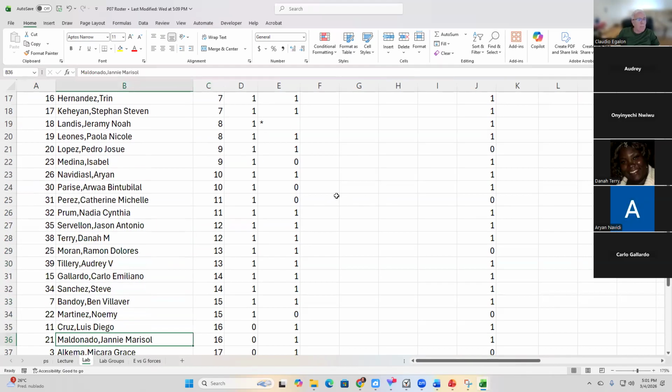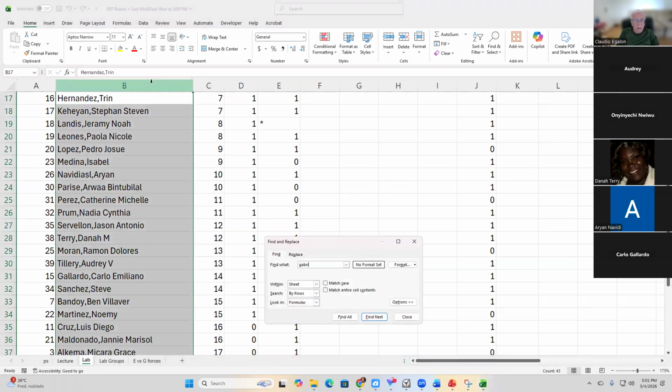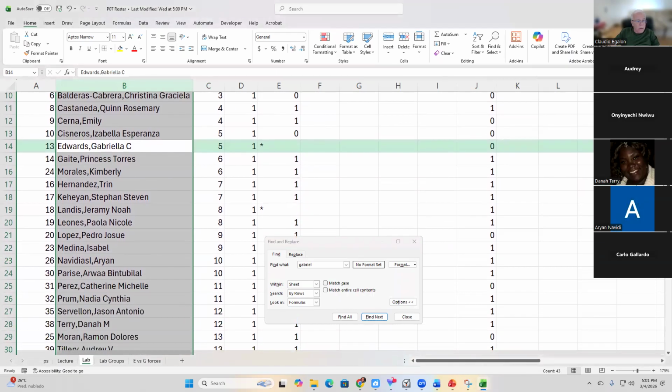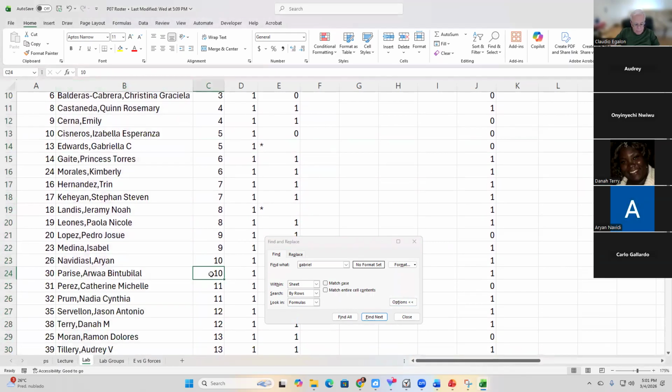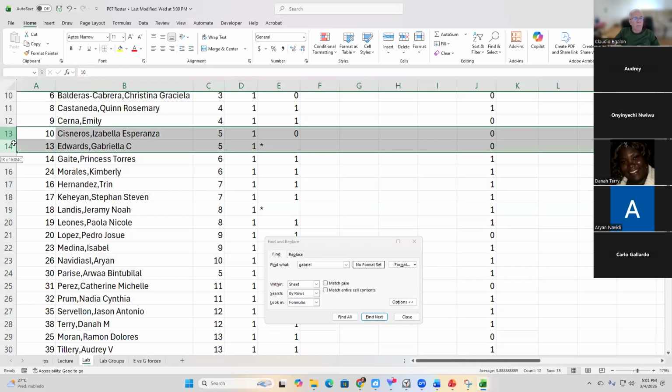Let me check here. Ara moved to the group of Gabriela, right? Let me see. Gabriela. Okay, now she's group number 5. So let me update it here. And Isabella, is Isabella here? No, I don't see Isabella. Gabriela, are you there? Gabriela is not here either.